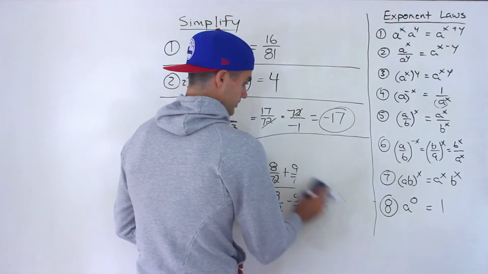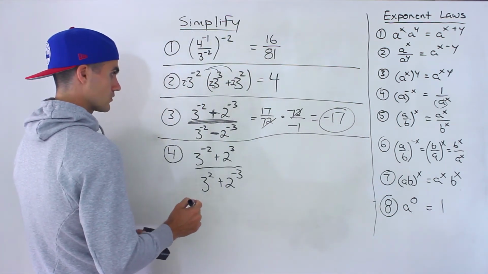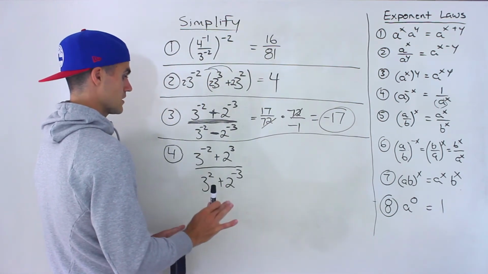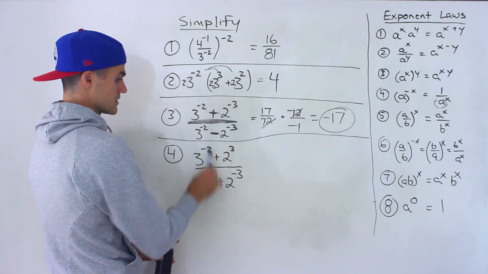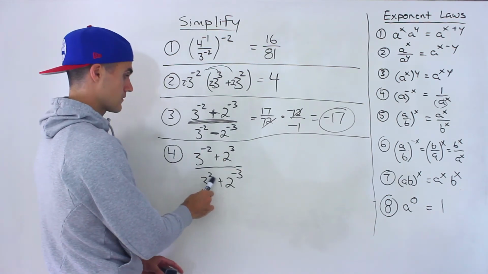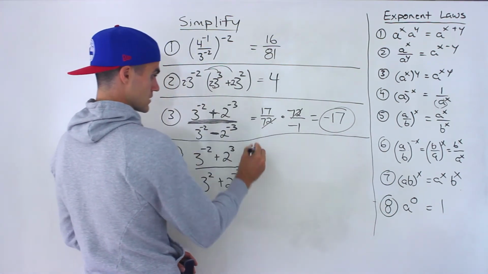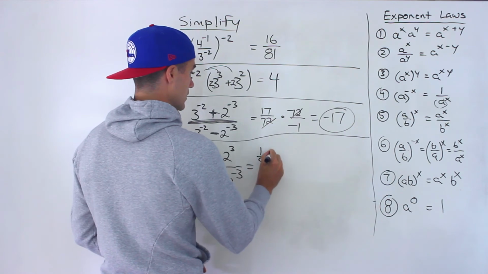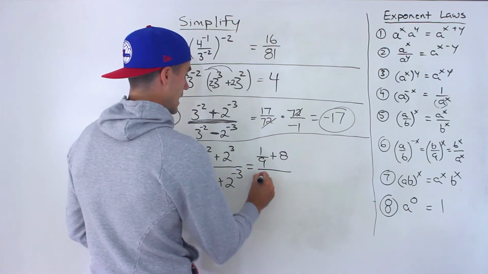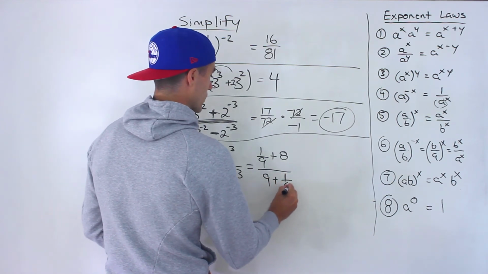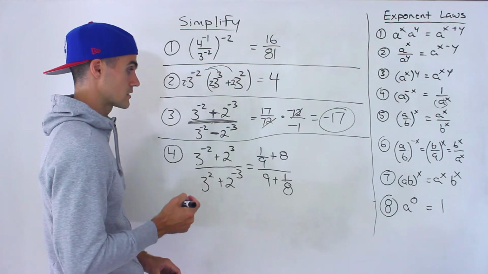Number 4, it's actually going to be a little trickier. Notice that the only difference here is that this exponent was positive and this exponent is negative now. And I feel like it actually does make things a little more complex. The 3 to the negative 2, as we've shown there, is 1 over 9. But then we have plus 8 over here. And then this would be 9 plus 1 over 8. The 2 to the negative 3 is 1 over 8, like we showed in the other example.